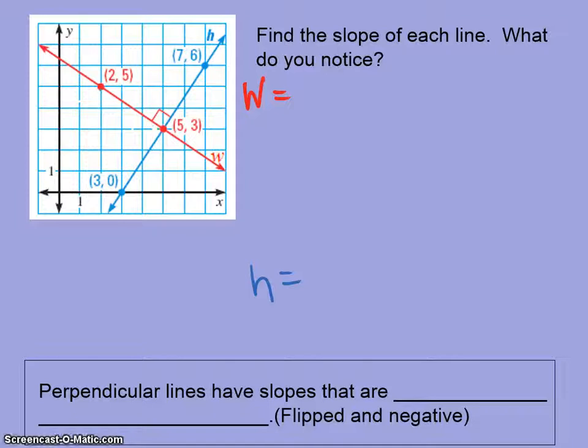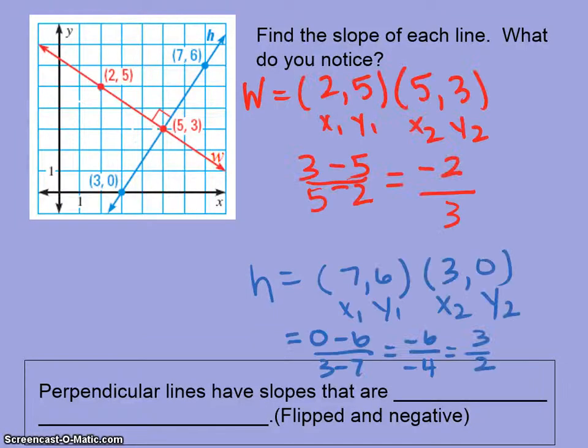If you look here, we have two lines, W and H. We need to find the slope of each of them and then decide what we notice about those two slopes. So go ahead and find the slopes of line W and H. Once you've taken the time to find the slopes, compare your answers here with mine, and notice that the slope of line W is -2/3, and the slope of line H is +3/2.